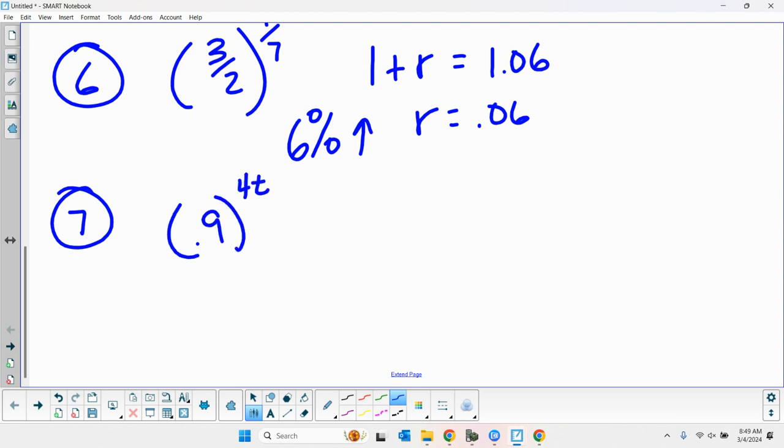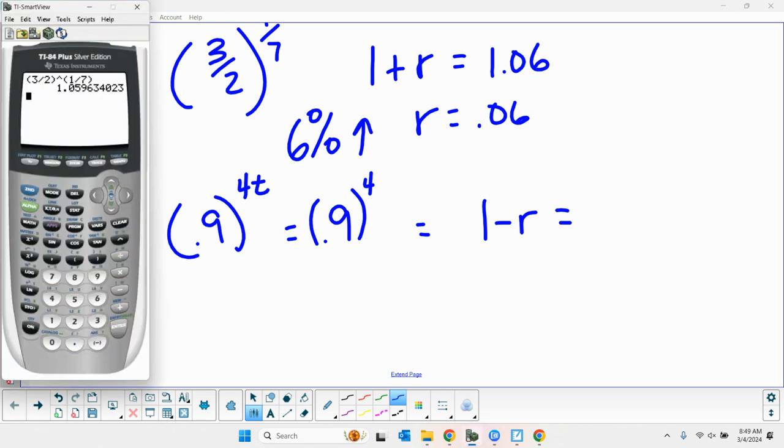All right. So we're going to put a 1 in for t. So this would be 0.9 to the 4 times 1, or 4th power. And this is going to be less than 1, 0.9. So this is going to be a decay problem. So we're going to go 1 minus r equals that answer. 0.9 to the 4th is 0.6561.